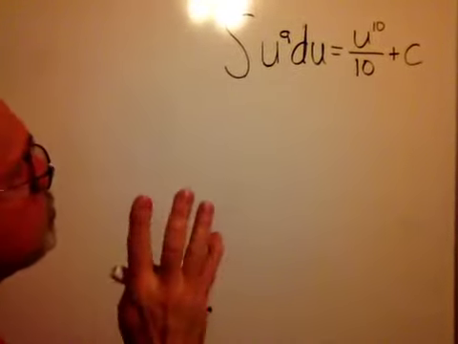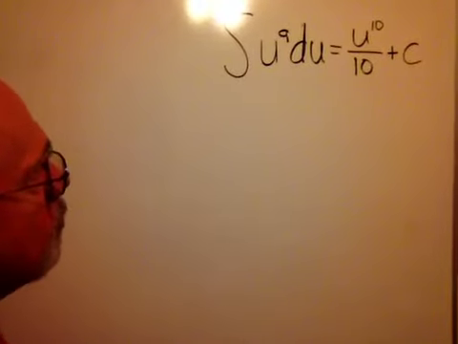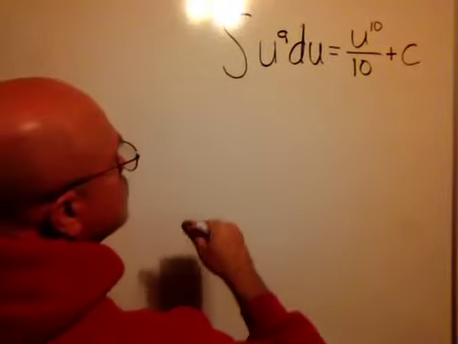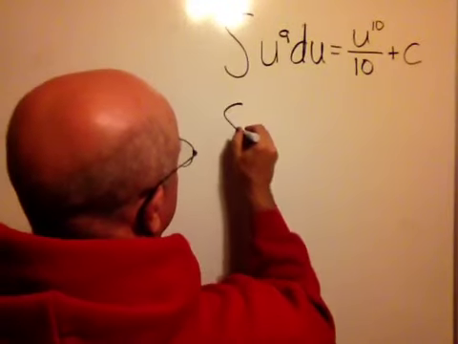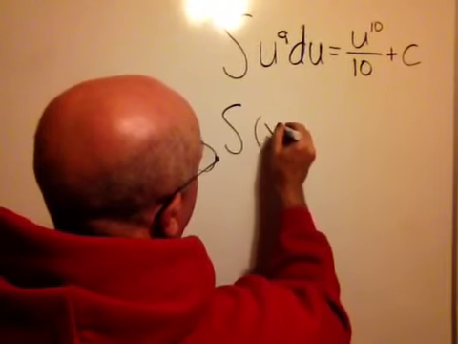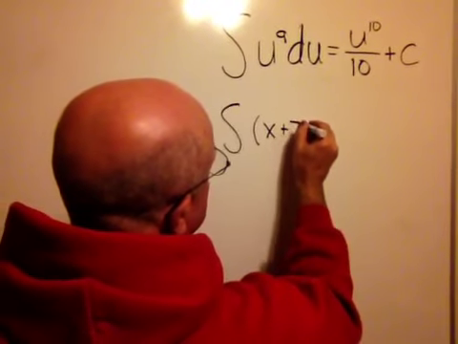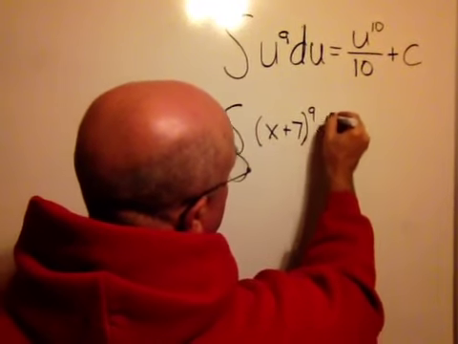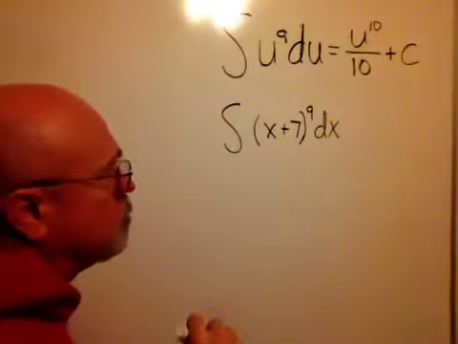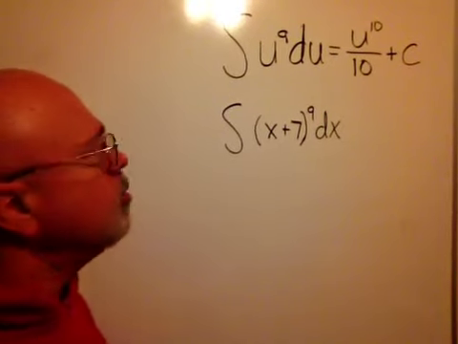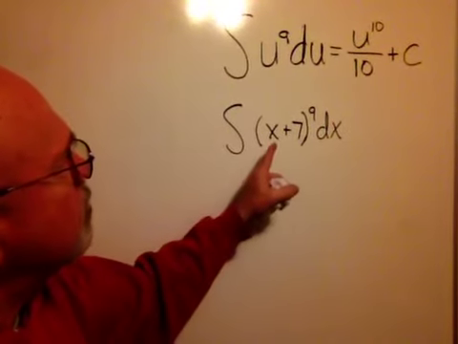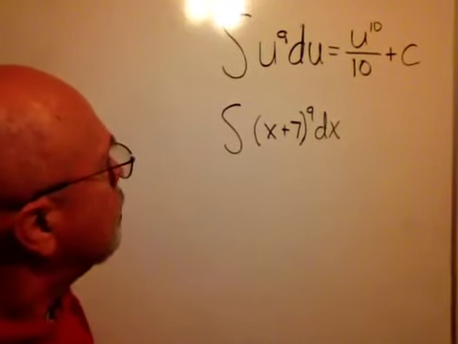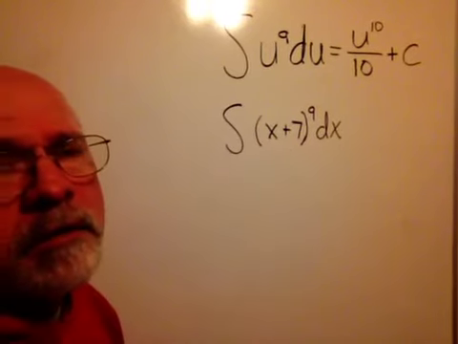Okay, we want to use that rule that we have to try to solve some problems that almost fit that form, but not quite. For example, suppose that we had the integral of (x plus 7) to the 9th dx with respect to x. Well, it's very similar in form to what's up here, but instead of having a single variable on the inside, something we have a rule for, we have an expression on the inside.